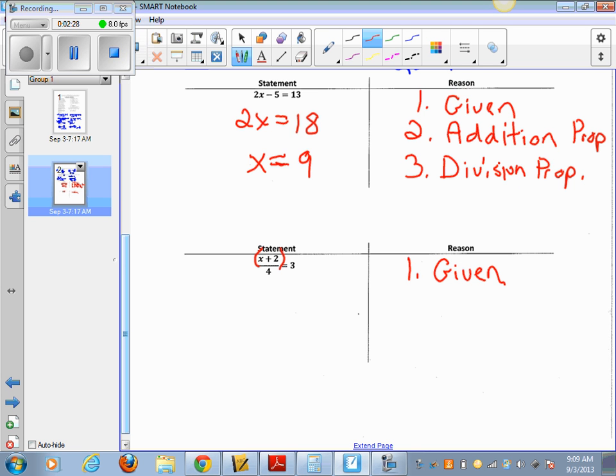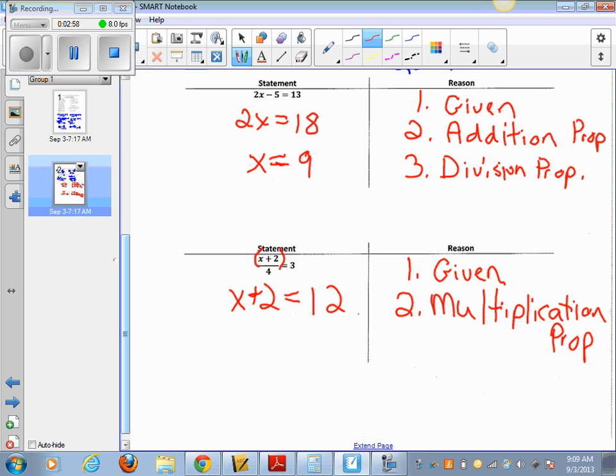So the first thing we want to do to start solving for x is take care of that 4 in the denominator, which means we need to multiply both sides by 4. This gives us x plus 2 on the left side equals 3 times 4, which is 12. My reason that this statement is still true is our multiplication property. Running out of room. There we go, multiplication property of equality.